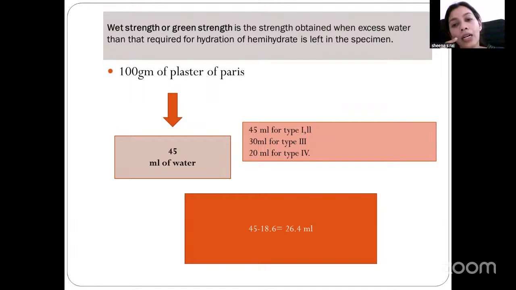So just think type 4. Now the question might be, what is the wet strength for a type 4 gypsum product? You know that it is 20 ml, the total water, minus 18.6. The remaining is the wet strength. Wet strength, another name is green strength. Please keep this in mind, and this calculation is also very important.